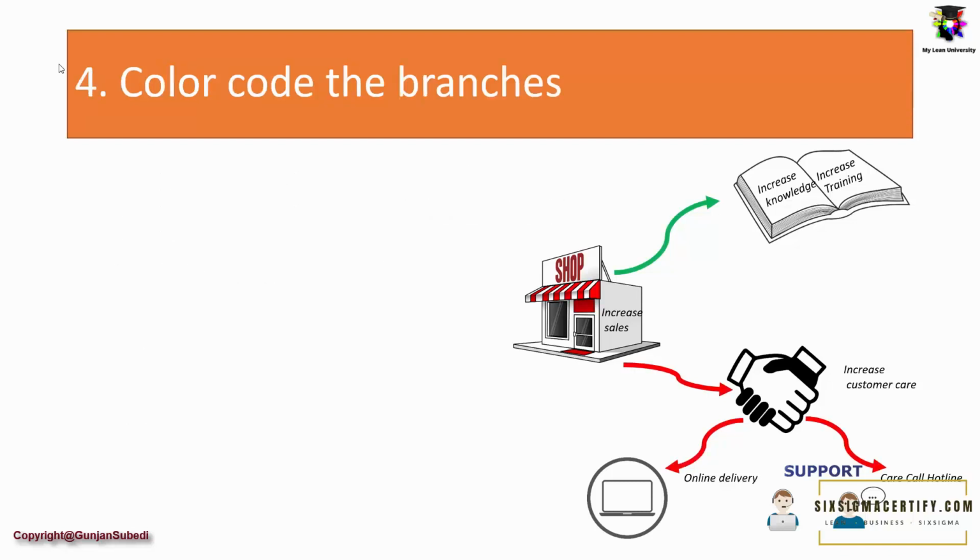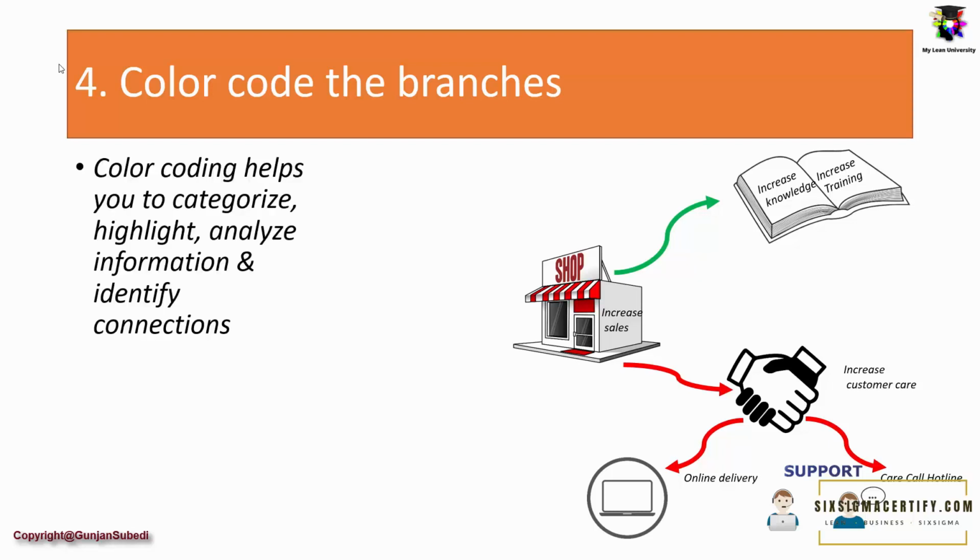The next is addition of the color code to the branches. We can color code the branches. For example, suppose all the things related to increase of the knowledge and literacy could be represented by the green arrow, and all those things that are related to the handling of the customer care and handling of the people could be represented by the red arrow. So color coding helps you to categorize, highlight, and analyze the information and identify connections. It's a visual representation of the branching and association, which helps us to understand the actual scenario visually.